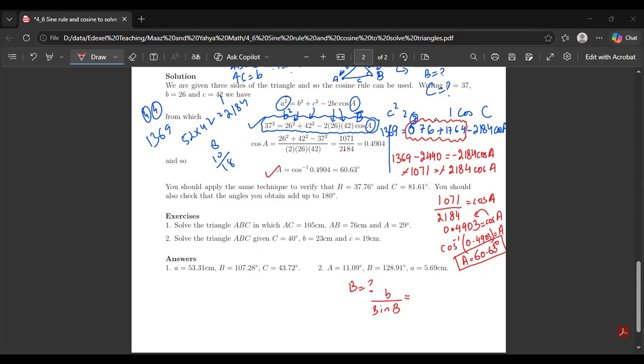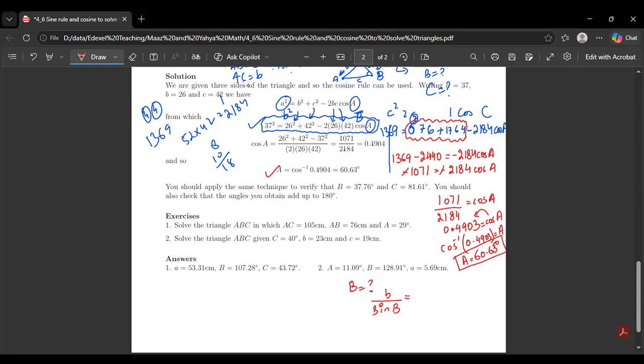Yes, Kuzama, you can ask. Okay. यार मुझे वो ये बोलना था कि सवाल में लिखा हुआ है यू शुड अप्लाई द सेम टेक्निक टू वेरीफाई दैट बी इज इक्वल टू 37.76 डिग्री एंड सी इज इक्वल टू 81.61 डिग्री। Sir, हमें तो एंगल दिए हुए हैं। No, no, no.